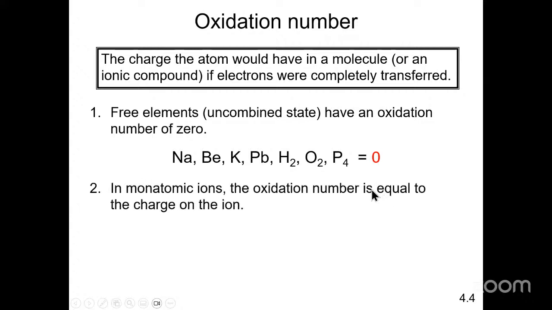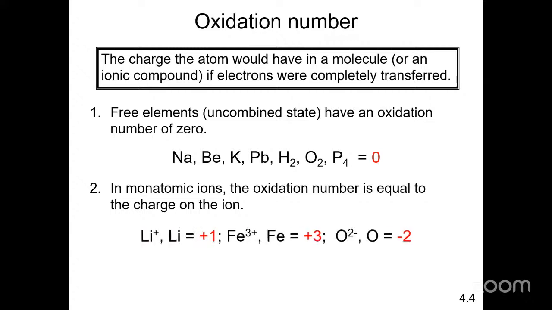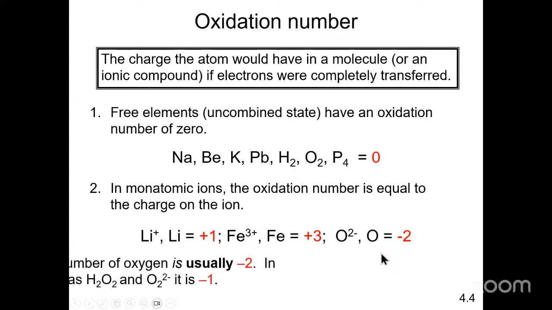Now, the next rule has to do with monatomic ions. These are ions that are formed from one atom. Basically what this rule says is that monatomic ions, as far as their oxidation number is concerned, will be equal to the charge of that particular ion. For example, in the case of the lithium plus ion, the oxidation number of lithium is +1. In the case of the iron 3 ion, the oxidation number of iron will be +3. And in the case of the oxide ion, the oxidation number will be -2, all right?